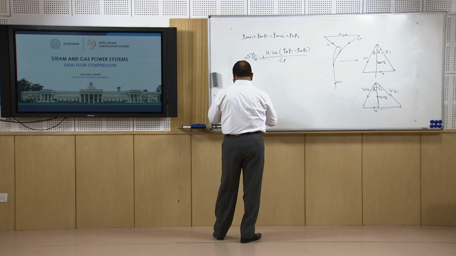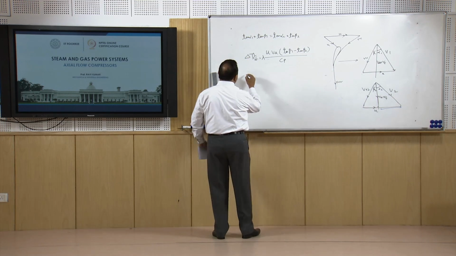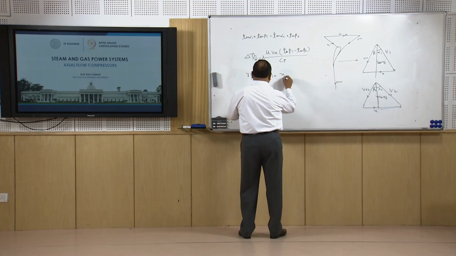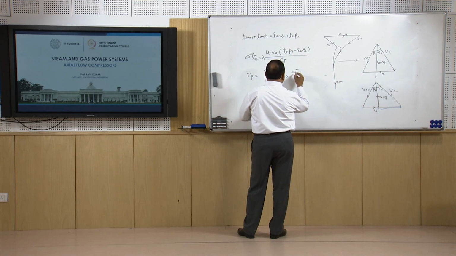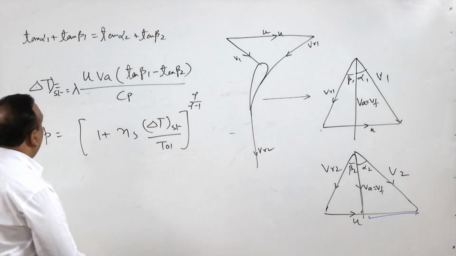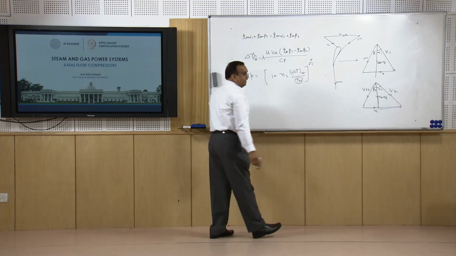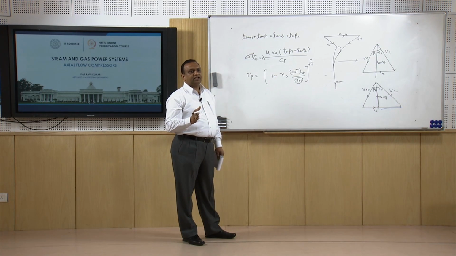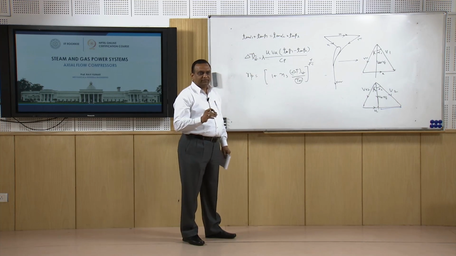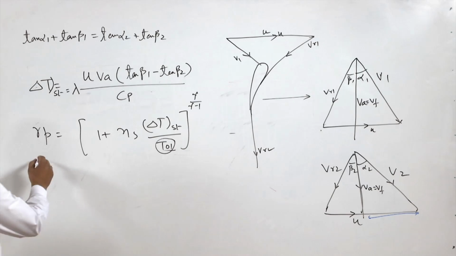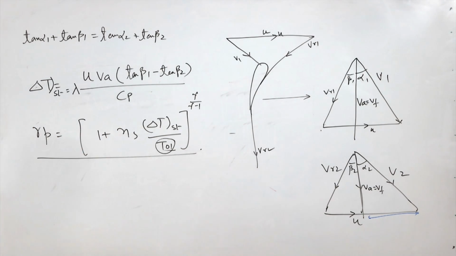work done factor. And if you want to have pressure ratio in the stage, that is going to be 1 plus efficiency of the stage times delta T stage divided by T01, to the power gamma over gamma minus 1. T01 we have taken as stagnation temperature at inlet, because we have considered the kinetic energy also. So, when we consider the kinetic energy is converted into the pressure energy, which will result in the rise in temperature. So, this is the expression for pressure ratio in a stage.